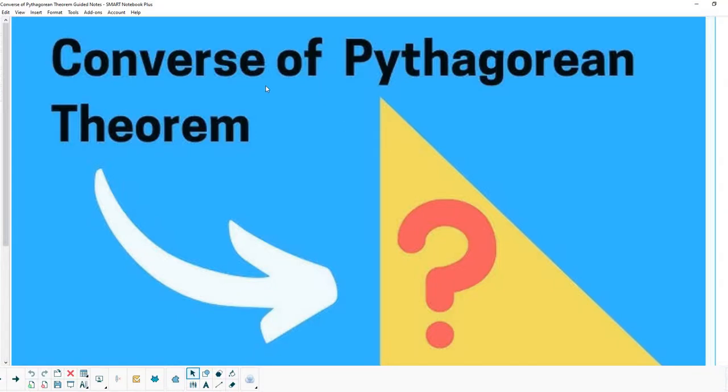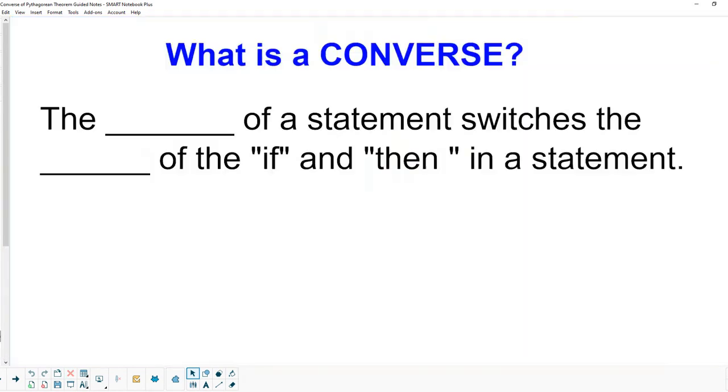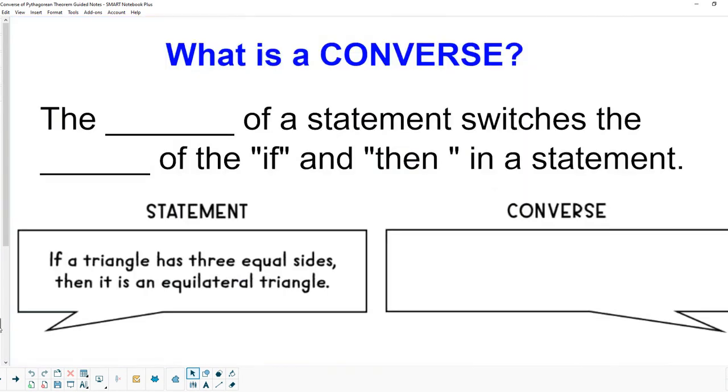Lesson. It's called the Pythagorean Theorem converse, or converse of the Pythagorean theorem. How does that work?